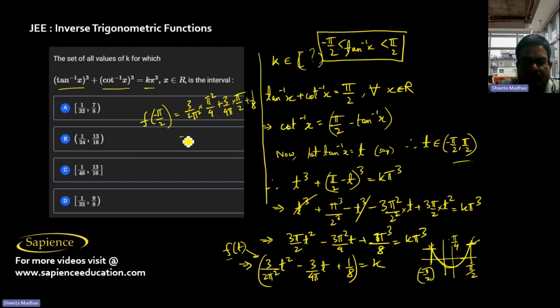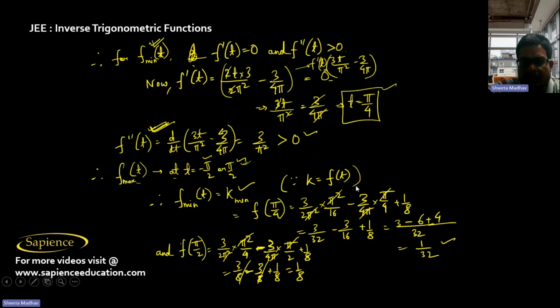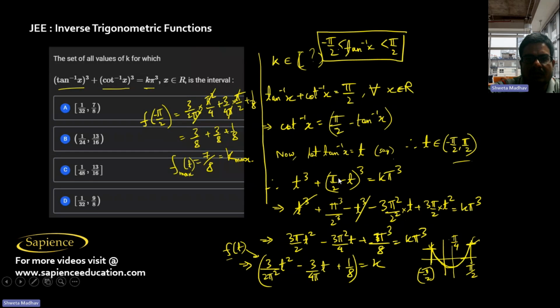So pi square will cancel, pi will cancel. So it is 3 by 8 plus 3 by 8 plus 1 by 8. So this is obviously the higher one. 3 plus 3 is 6, 6 plus 1 is 7 by 8. So 7 by 8 is the maximum value of the function f of t, so it is the maximum value of k. The minimum value of k is 1 by 32, and the maximum value of k is 7 by 8.